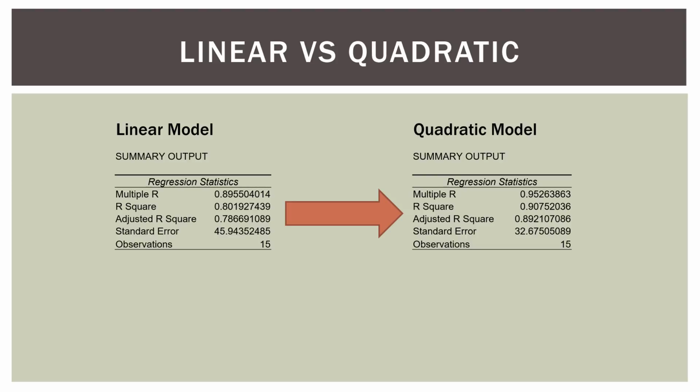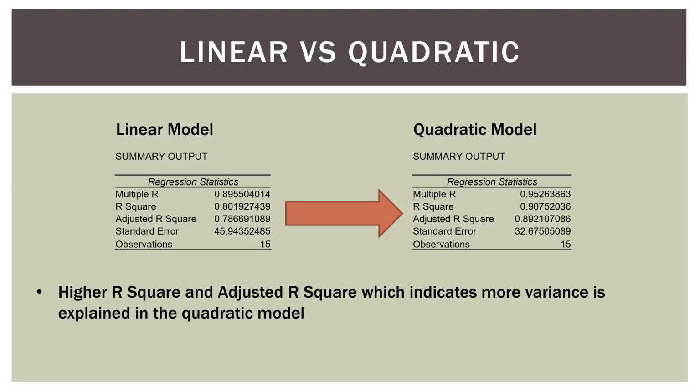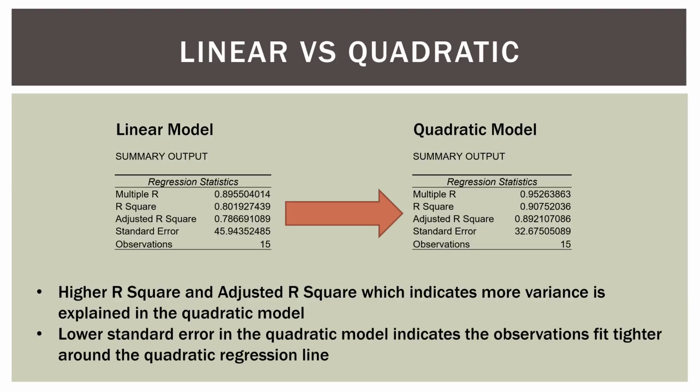So 45.94 in the linear model, and then 32.67 in the quadratic model. Again, in layperson terms, that means that in the quadratic model, the observed values fit tighter around the curve or the line of the quadratic model. Standard error is very helpful when comparing different models for the same data. The higher R squared and adjusted R squared indicate more variance is explained in the quadratic model. The lower standard error in the quadratic model indicates the observations fit tighter around the quadratic regression line.